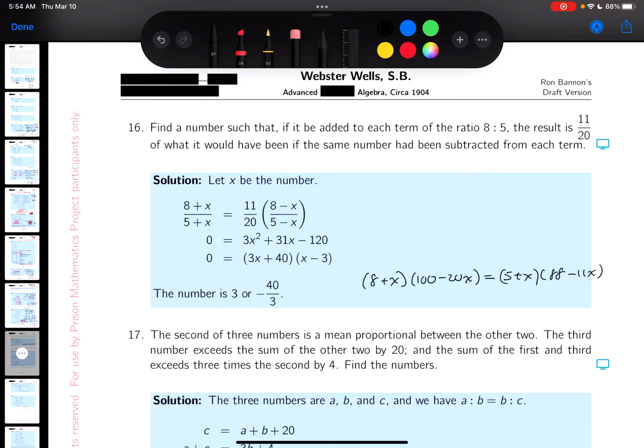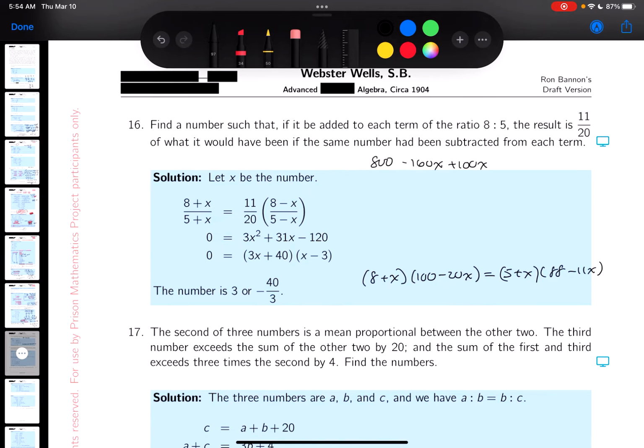So you can get 800. Then you get minus 160x, plus 100x. And then when you get there, you get minus 20x squared. And this is going to be equal to, 5 times 88, that's 440, right? Let me make sure of that. Yeah, 440. Minus 55x plus 88x. And then we get minus 11x squared.